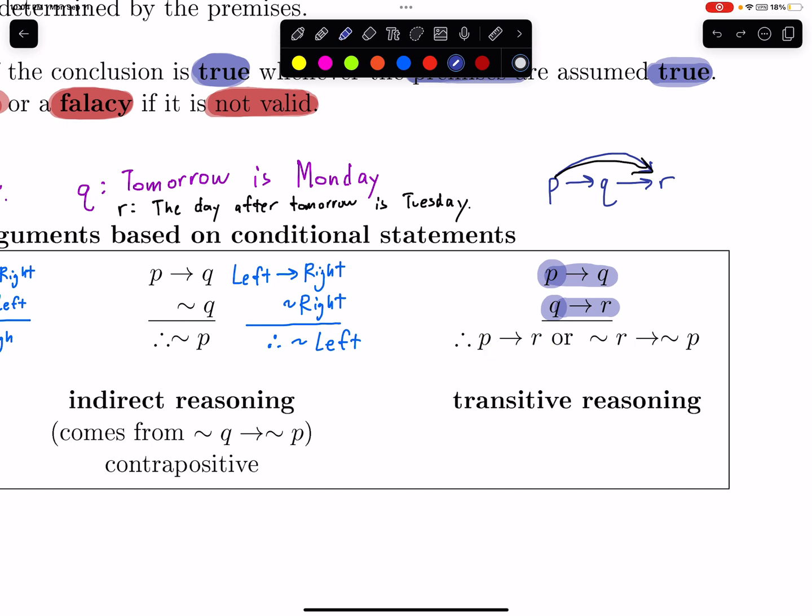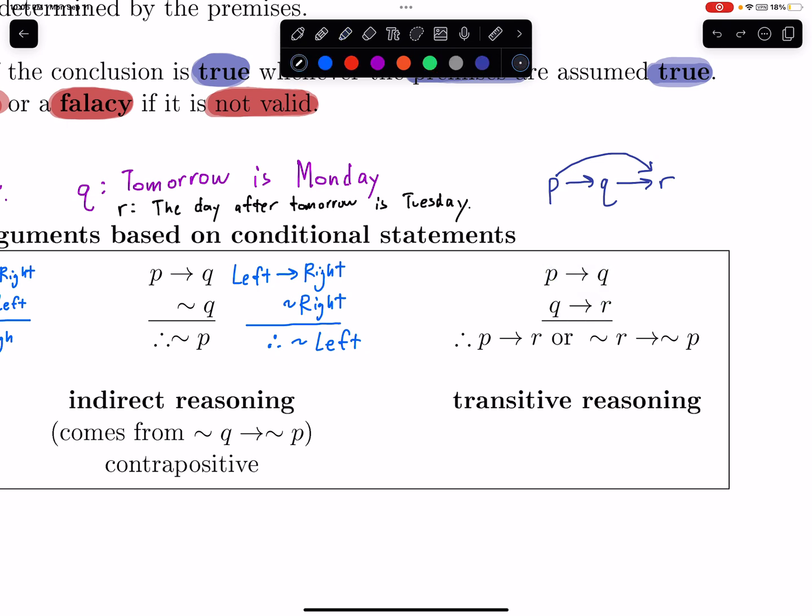So what would that sound like in context? Let's put it all together. So this first part, if P then Q, would say, if today is Sunday, then tomorrow is Monday. If tomorrow is Monday, then the day after tomorrow is Tuesday. And then you conclude, if today is Sunday, then the day after tomorrow is Tuesday. That makes sense. Or what's the alternative conclusion?